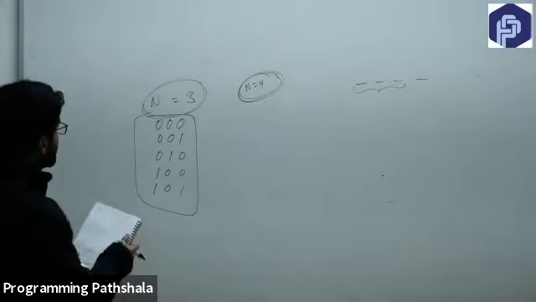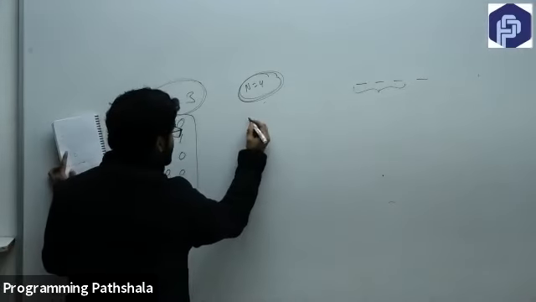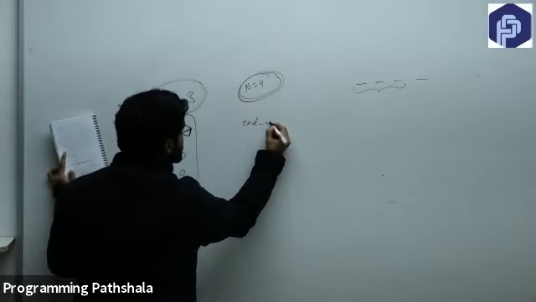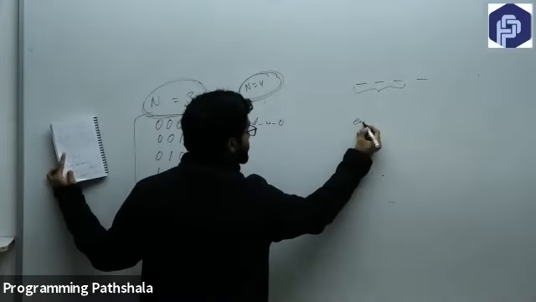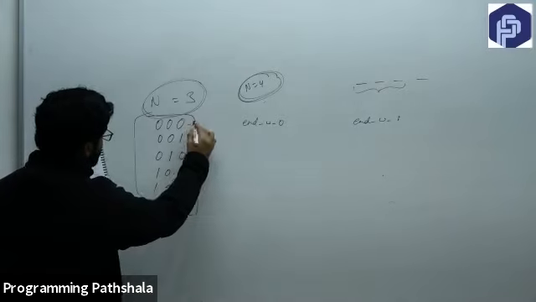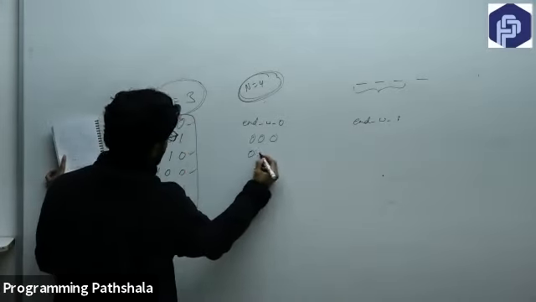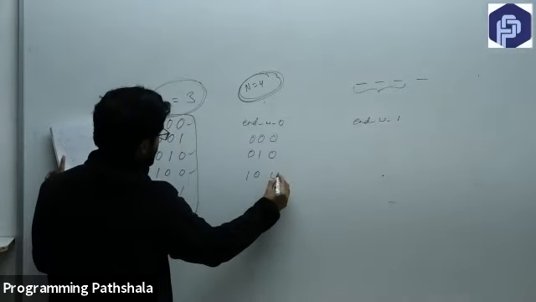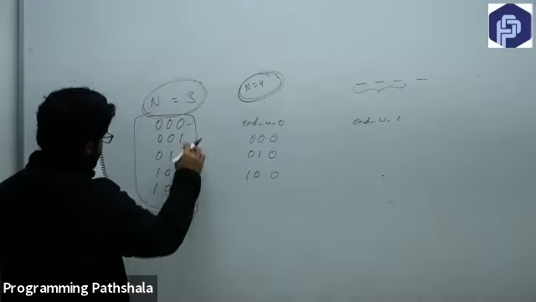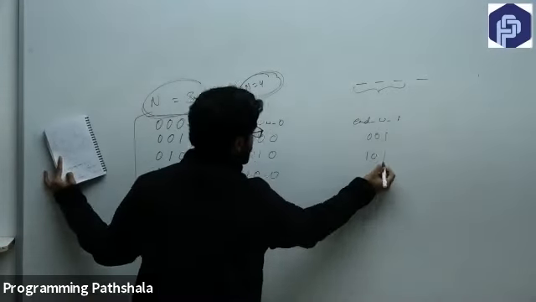Look at the board. So see, first split it into 2 categories. First category is the ones that end with 0, and second category is the ones that end with 1. So how many are ending with 0? This, and this. So 0, 0, 0, 0, 1, 0, and 1, 0, 0. And how many are ending with 1? This and this. 0, 0, 1 and 1, 0, 1.